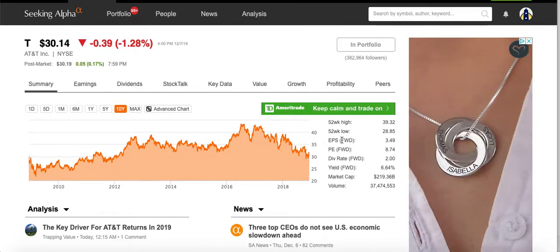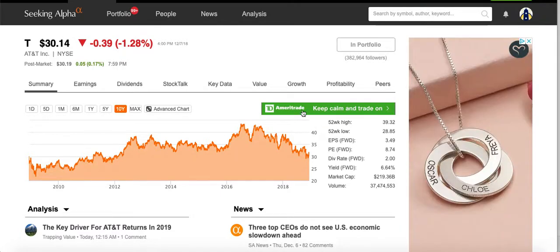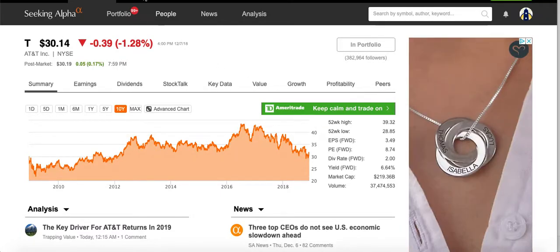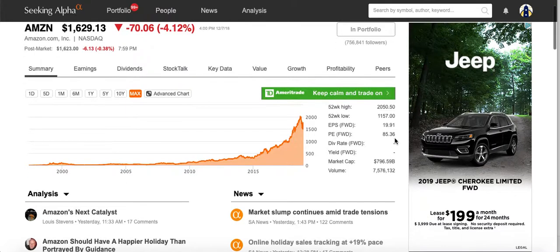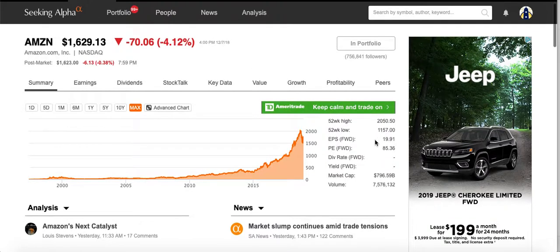I typically look for this forward number because I want to see where the street and analysts are predicting these companies will be over the next 12 months or so, and guide my investing practice through this. But that's just to give you an idea. When you see there are two different types of PE, which one you should choose depends on the situation you're trying to analyze.